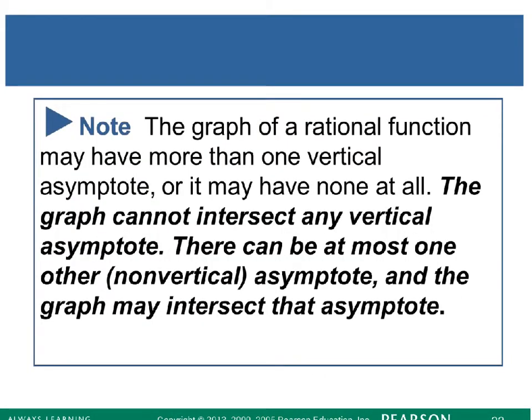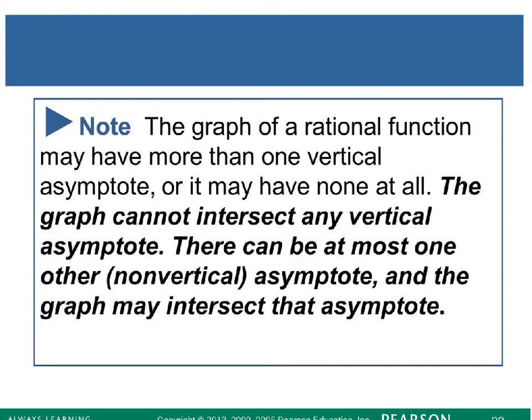Before we move on to our examples, I have a little note here that's very important. It says the graph of rational functions may have more than one vertical asymptote. There can be many vertical asymptotes, or it may have none at all. And the graph cannot intersect any vertical asymptotes. That's going to be the case for any of your rational functions. So don't mistakenly cross over a vertical asymptote, because it will never cross a vertical asymptote.